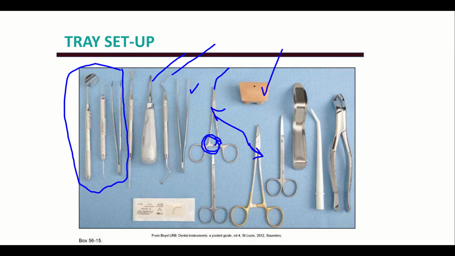A bite block, of course, to help keep their mouth open. Different types of scissors. These ones here are suture scissors, and then tissue scissors are right here. We'll talk about those in just a second. We've got our forceps that's going to pull the teeth, our lip and tongue and cheek retractor, suction tip, and sutures.